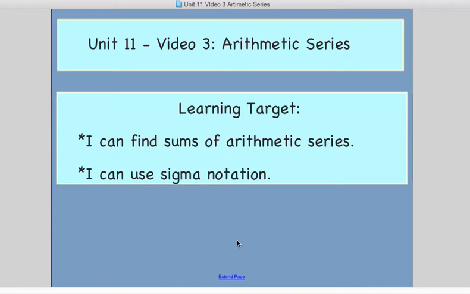Hello class and welcome to Unit 11 Video 3. Today we're going to go ahead and look at arithmetic series. We just got done looking at arithmetic sequences and geometric sequences. Now we are moving on to series.